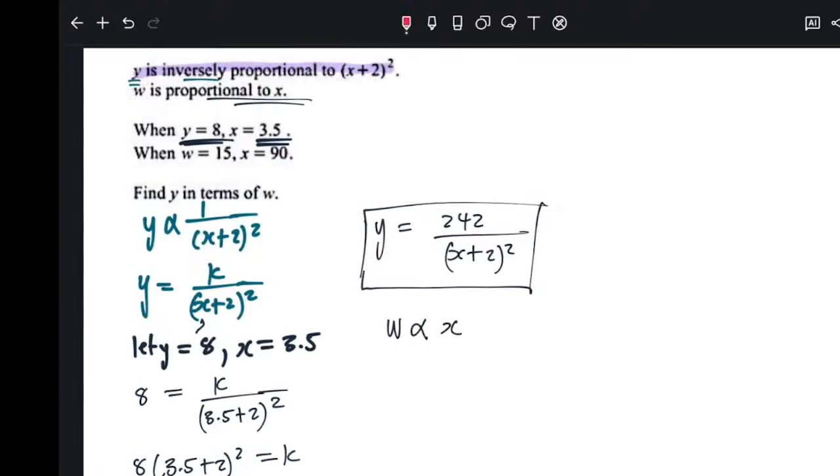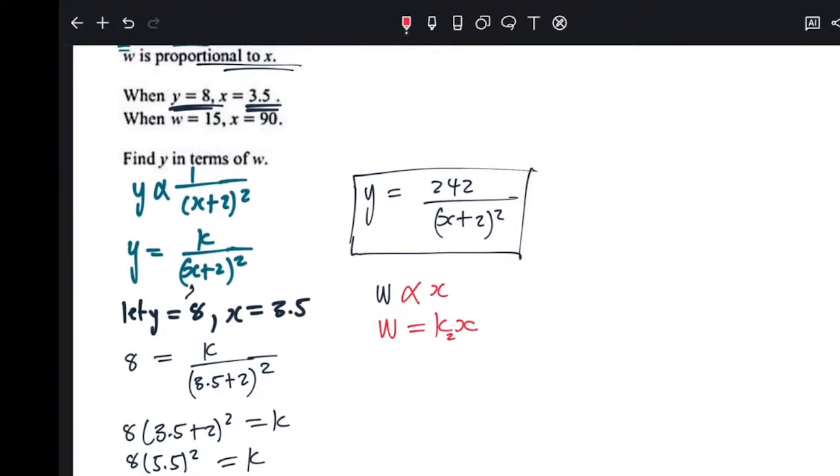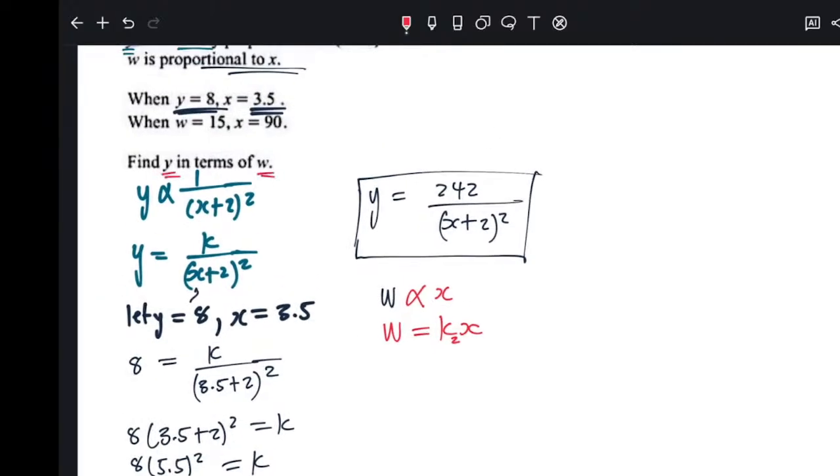Then what are they saying? When you have written W is proportional to x, they didn't say inversely, so you just put your fish facing the left and you put your x. Which means now when you remove this and put an equal sign, it will be W is equal to kx. Right? Now, this is another k. It's a k2. So now what you're going to do is, what are you going to do? They said, find y in terms of W.